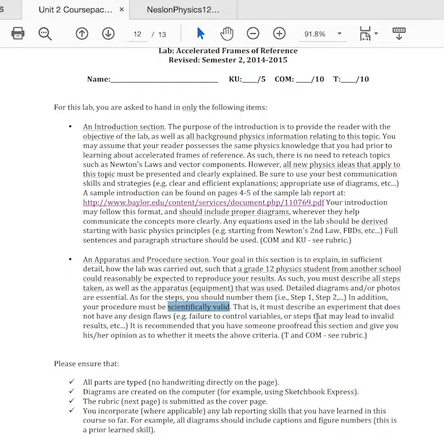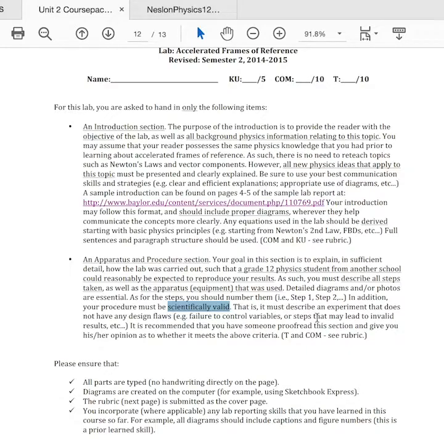Well, imagine if you wrote something like, take an object and drop it through the spark timer with ticker tape. If you didn't tell me what kind of object, I might pick up something like a ping pong ball. A ping pong ball is really light, and it falls at terminal speed much, much sooner than, let's say, a 200-gram mass that we might use in this lab.